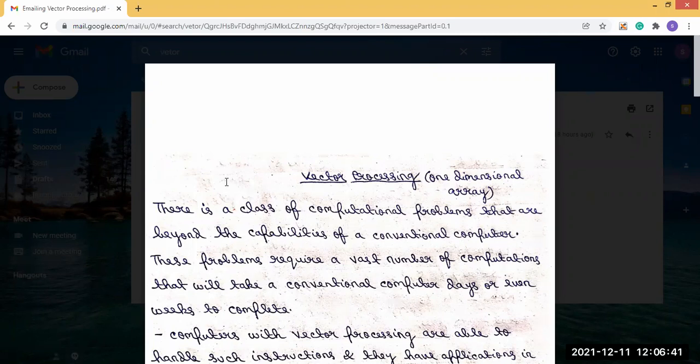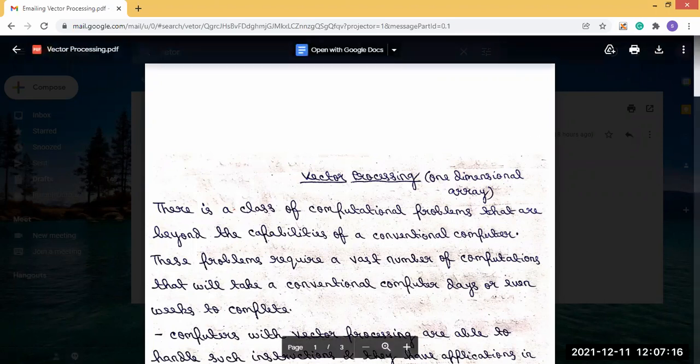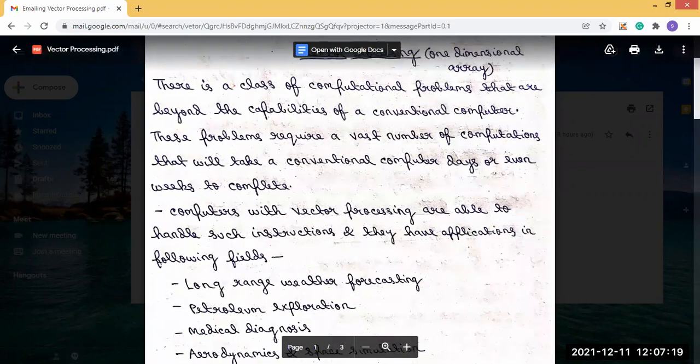To solve such a problem, we require a vast number of computations. If we perform this large number of computations on our normal computer, then it will require a day or even a week to complete. But computers with vector processing are able to handle such instructions. The computers which use vector processing have the ability to handle such instructions, and they have application in the following fields.